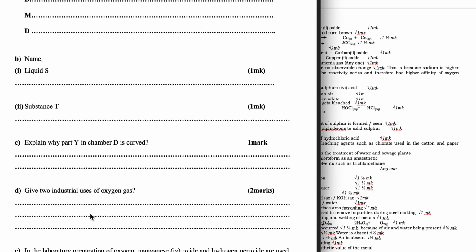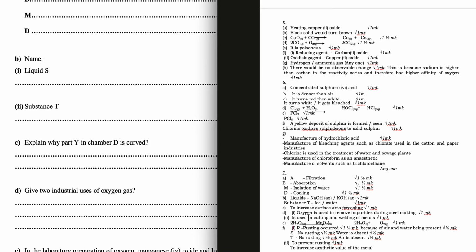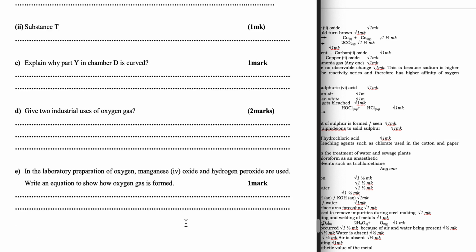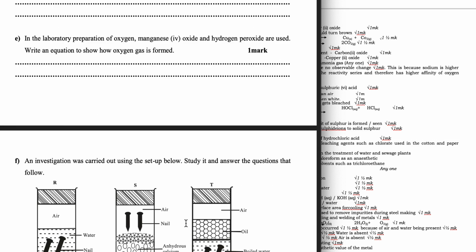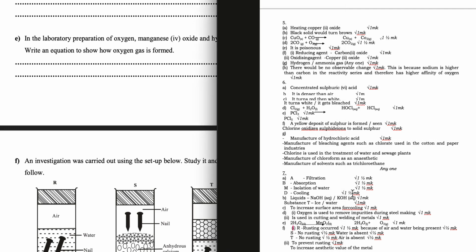Give two industrial uses of oxygen gas. Oxygen is used to remove impurities during steel making. It is also used in cutting and welding of metals. In the laboratory preparation of oxygen, manganese oxide and hydrogen peroxide are used. Write an equation to show how oxygen gas is formed. This is it here.